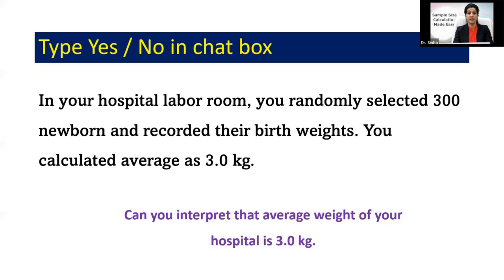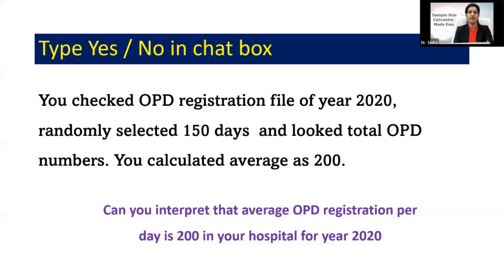Many of you have raised the question of how you know whether this 300 is adequate or not. But one thing is sure as you move from left to right. Let us see the OPD example once more. You check the OPD registration file for the year 2020 and randomly select 150 days out of 365. Now can you say that the average OPD registration per day is 200 in your hospital for the year 2020? Yes, you can say that, because this 200 from the 150 days represents the 365 days.